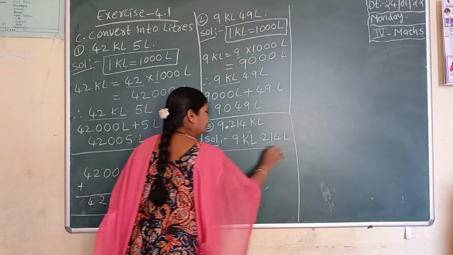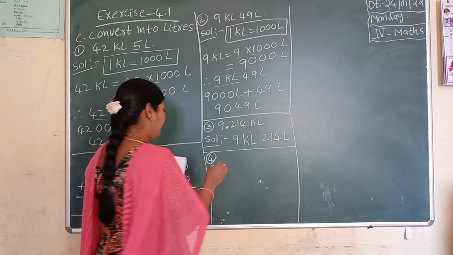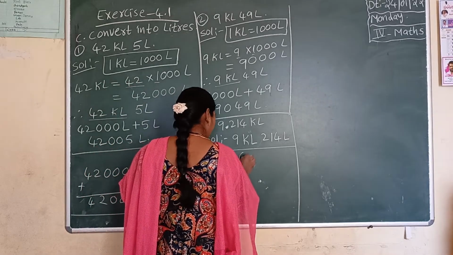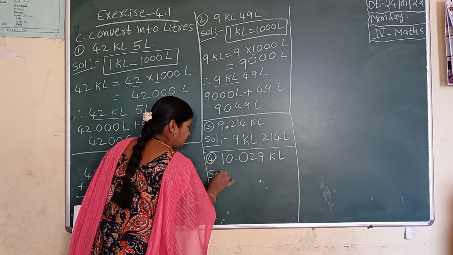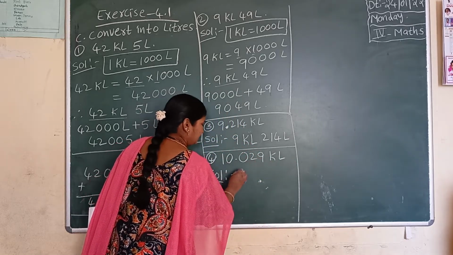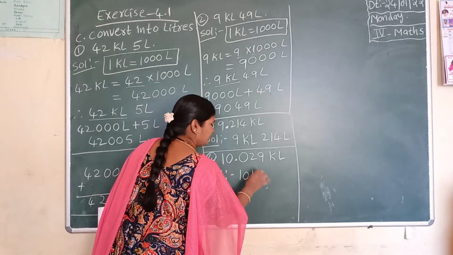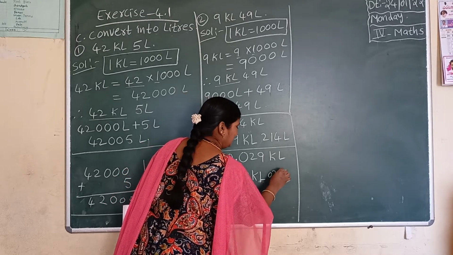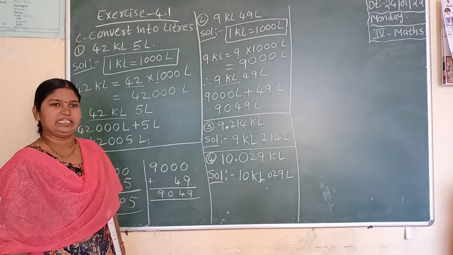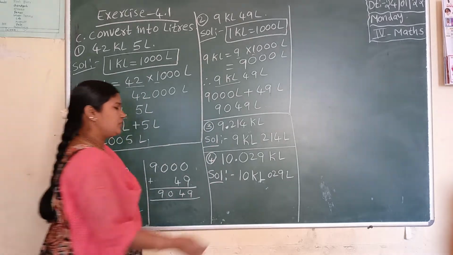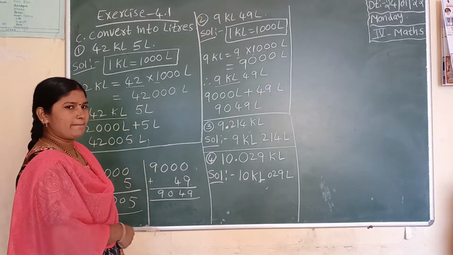After that, the fourth question also they have given like this only. 10.029 kiloliters. Here also change the question first. 10. The part before the point means convert as kiloliters. The part after the point means liters. Now this question you have to do again like this. You are getting the answer. Okay. Taking 0 and not taking 0 means also nothing will happen. Okay.